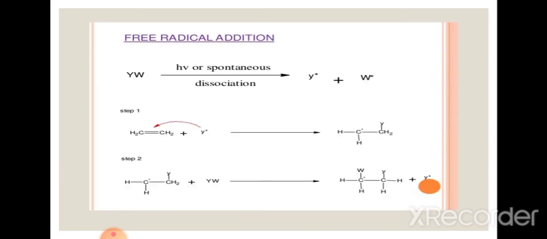Next is free radical addition reaction. The third type is free radical addition reactions. In such reactions, the attacking reagent is a free radical. For example, addition of hydrogen bromide to alkenes in the presence of peroxide. This reaction is also known as the peroxide effect or Kharasch peroxide effect, and it works opposite to Markovnikov's rule. So it follows anti-Markovnikov's rule.